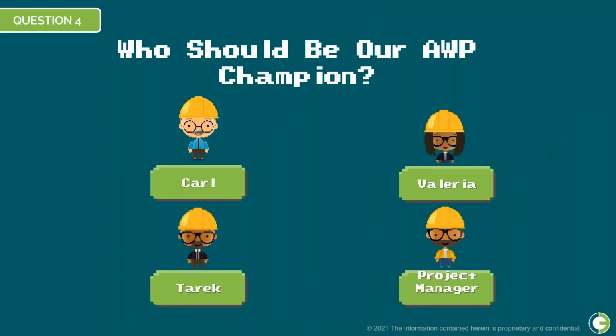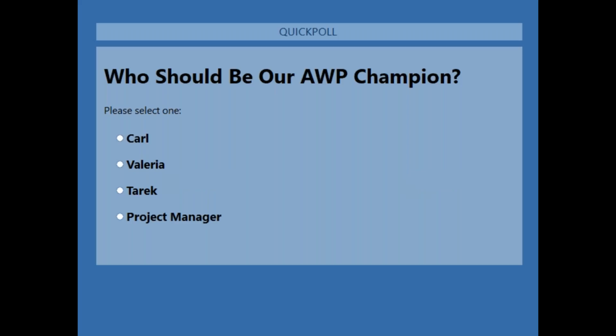So this time we've given you a choice of 4. So we're going to open another poll for you, and I want you to tell me who we want to lead our AWP implementation on the project. So we'll give you a minute or so to register some responses. So are we looking at Carl, the 20-year veteran of the company who's an experienced field hand, Valeria, the recent 5-year experience project engineer, or we're looking at Tarek, who's more on the IT side of things and has been with the company 10 years, or do we want to consider our project manager?